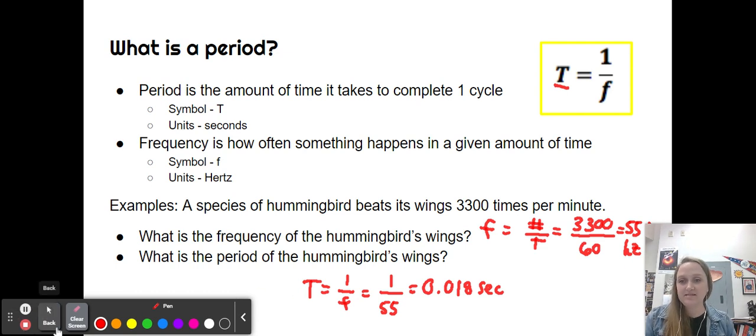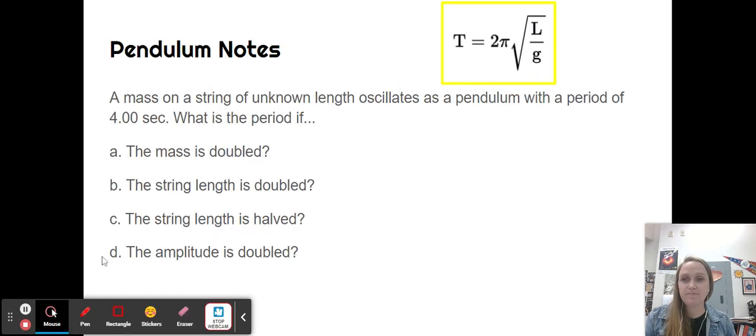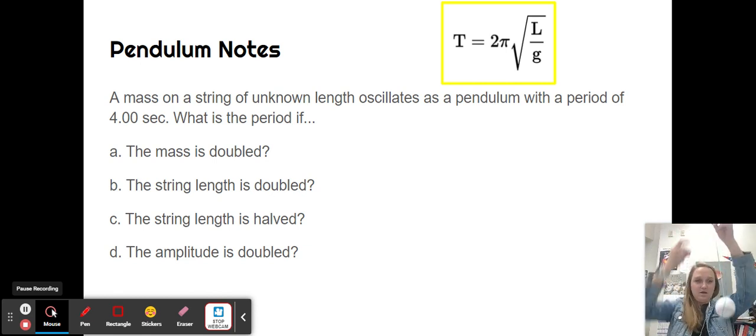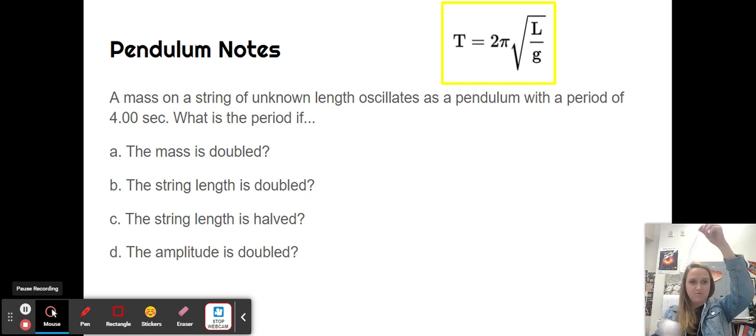All right, let's continue on and actually apply this to something else. So pendulums, as you saw in the video, a pendulum is kind of like, I'm going to pause and make a pendulum real quick. Okay, I'm back with the pendulum. So you can see a pendulum is anything that has a mass on the end and a string. I'm going to pull it back and I can swing it back and forth and back and forth. There's a mass on the bottom, string.